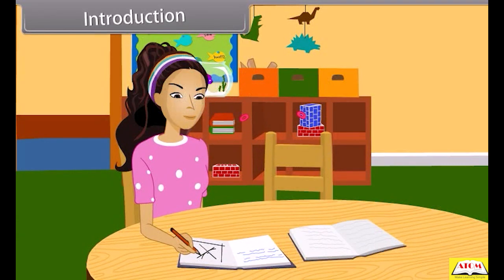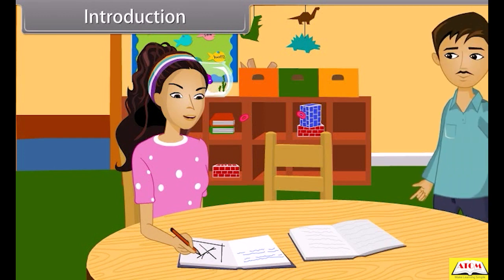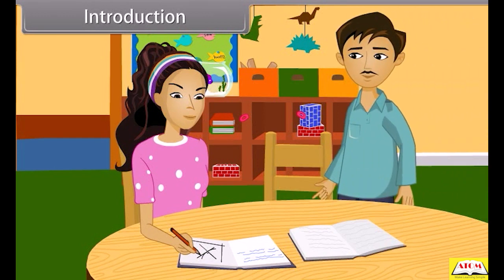Introduction. This one is tangent. No, this is tangent. Sheetal, what are you doing? Dad, I am trying to find the tangent here. I am not sure whether I am right or wrong.